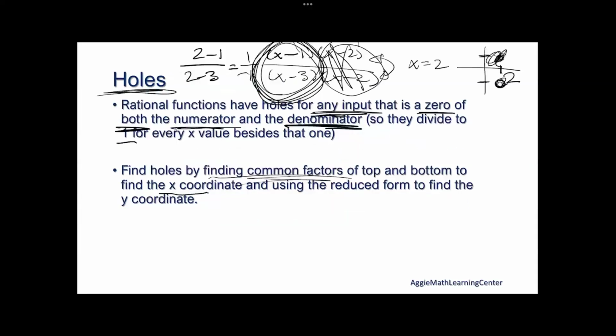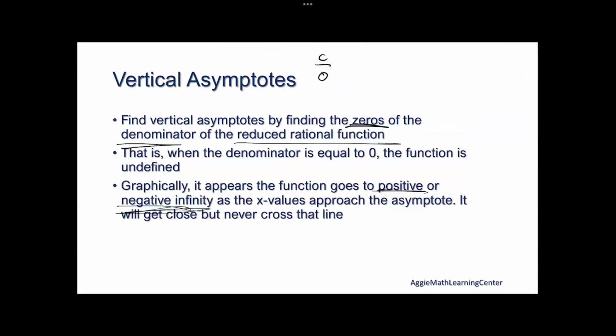Awesome. So over here, in our reduced form, we have x minus 1 over x minus 3. X minus 3 is not a hole, but a vertical asymptote, because in the denominator it causes a problem, but we can't cancel it out. So that's going to be a vertical asymptote, while x minus 2 would be a hole. Any questions on holes and vertical asymptotes?